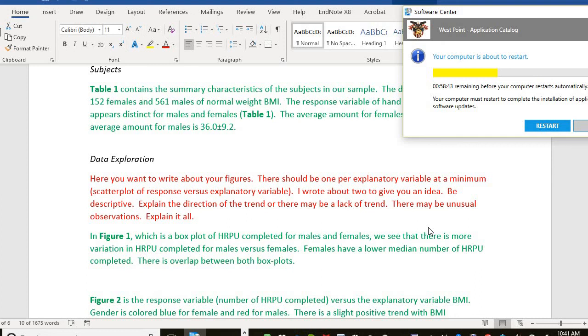I usually do more because I'm actually curious and want to see. So with the HRPUs, I did more stuff than that. More scatter plots, basically. Yeah, just because that's where you see things. But the minimum bar is you have to have 1 per explanatory variable.